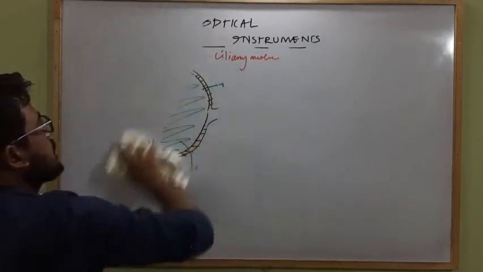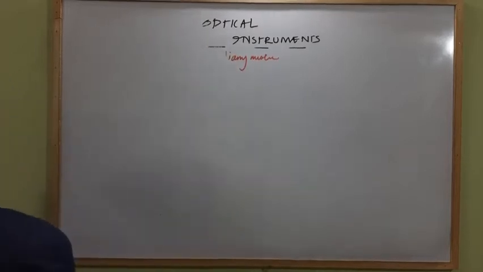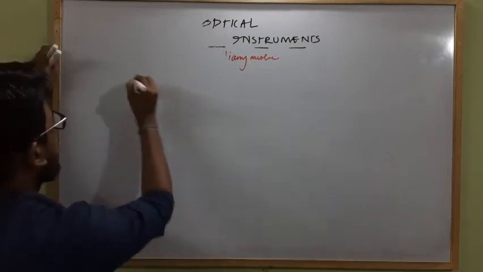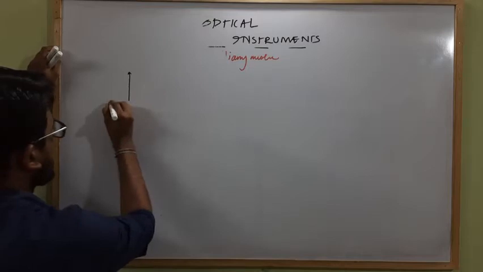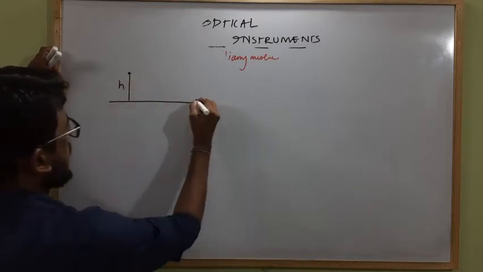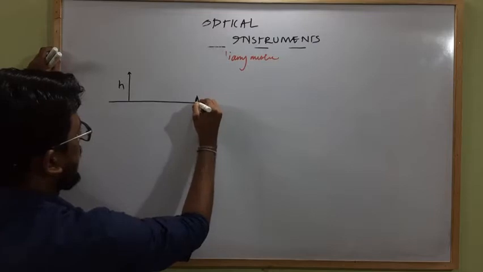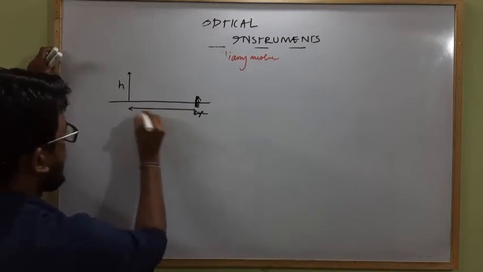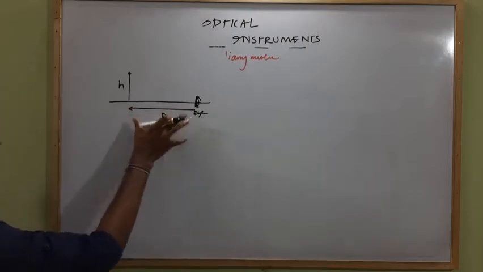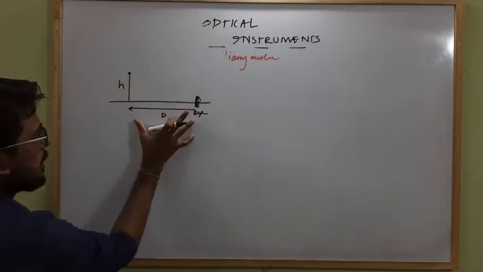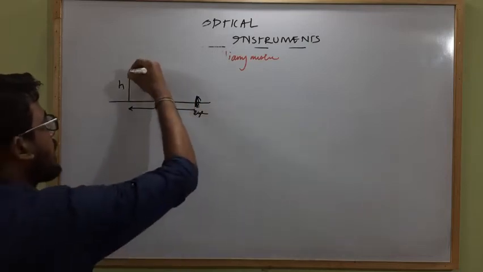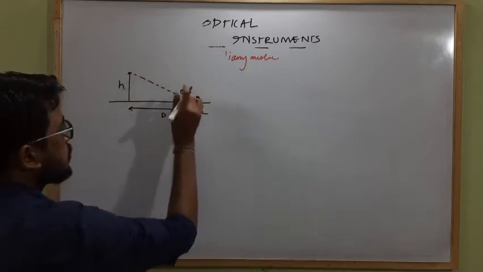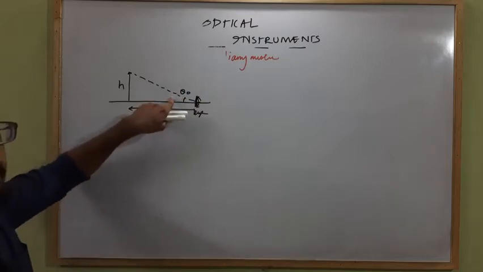So next, what is angle of view? If here is an object of height h, and here is our eye. So the distance, let it be d, the least distance of distinct vision. When an object of height h is placed at the least distance of distinct vision from the eye, the angle subtended by the object at the eye, let it be theta naught. This angle is known as the angle of view.